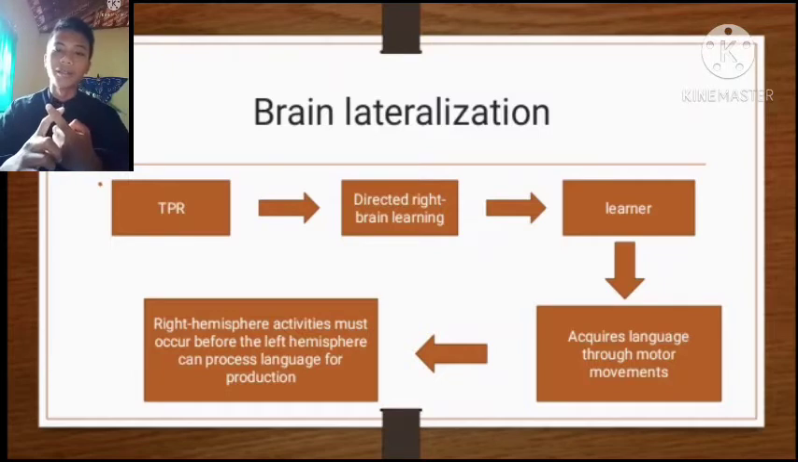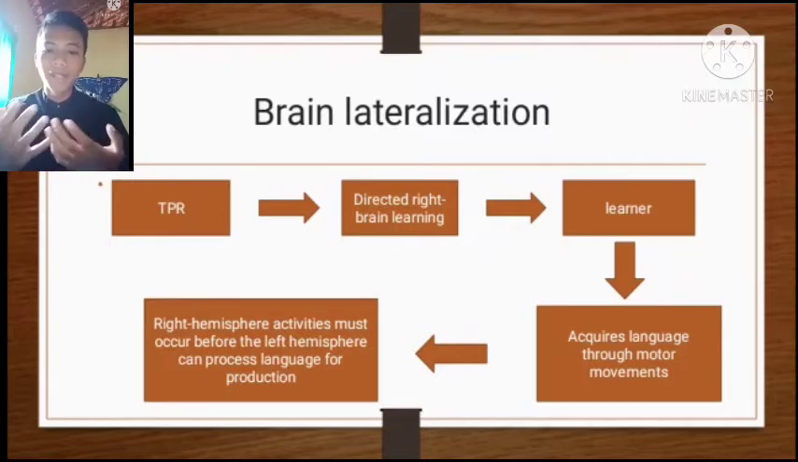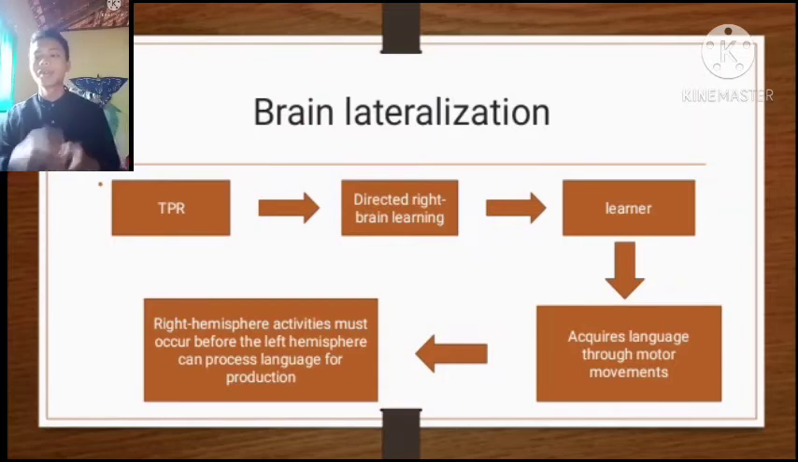The first is TPR. The meaning is we have to understand first about the meaning of TPR, what the method of learning in TPR is, what the advantages and disadvantages of the TPR learning method are, and how to apply it in the learning process. And second, the right brain learning.